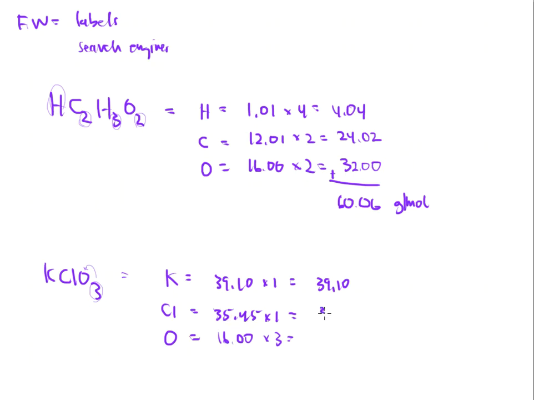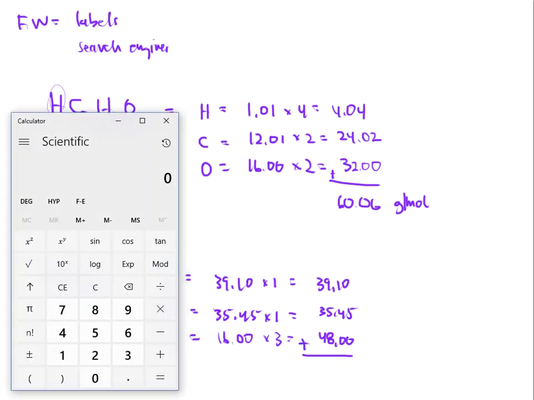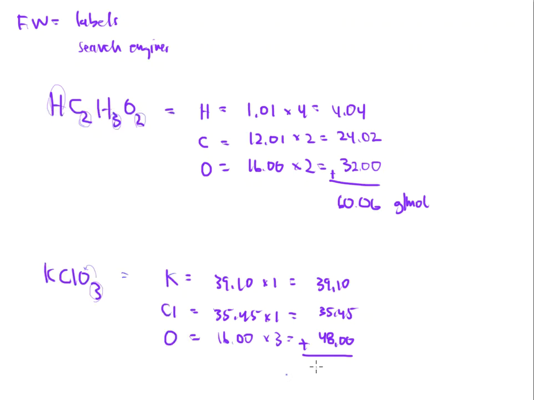35.45 times 1 is 35.45. And then 16 times 3 is going to be 48. So now I add all of those up. So 39.10 plus 35.45 plus 48. I hit enter, and my answer is 122.55. So 122.55 grams per mole.